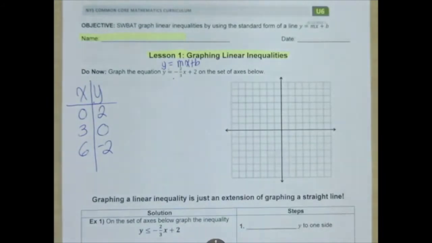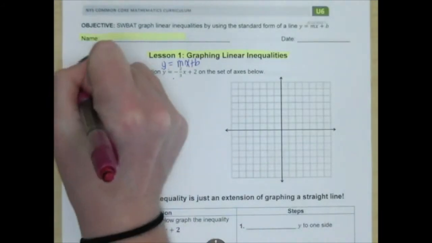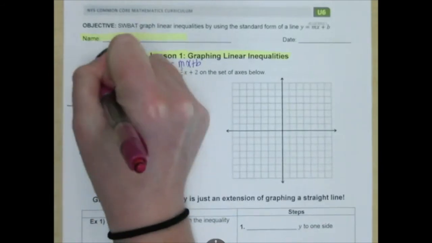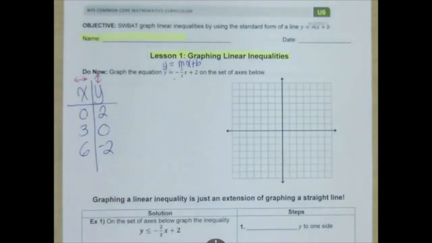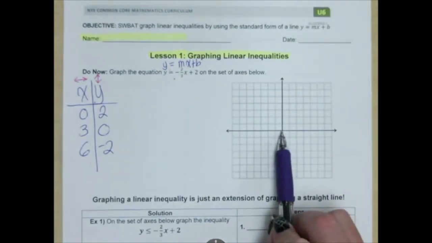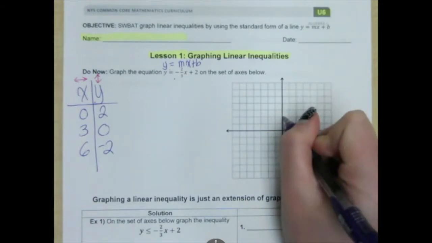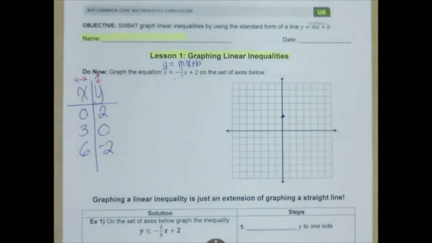So when I graph on the x-axis, x moves left and right, y moves up and down. And I always want to start at the origin when I graph. So from the origin, which is 0, 0, my first point is 0, 2. So that means x will not go left or right. My y value is 2. I just go up 2, 1, 2. This would be the point 0, 2.